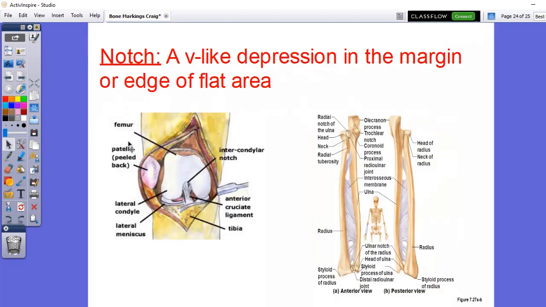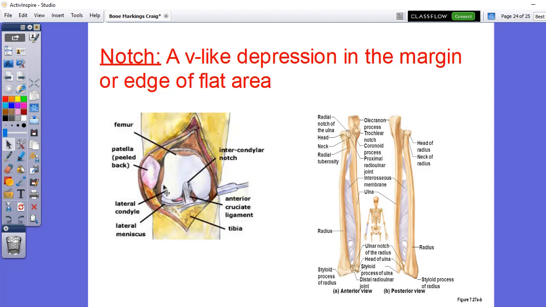A notch is one of the last ones we'll do. A notch is a V-like depression, so it's going to be more V-shaped than a foramen, which is going to be circular, than a fissure, which is going to be a slit, or a, which one am I missing? Or a groove, which is not an opening at all.